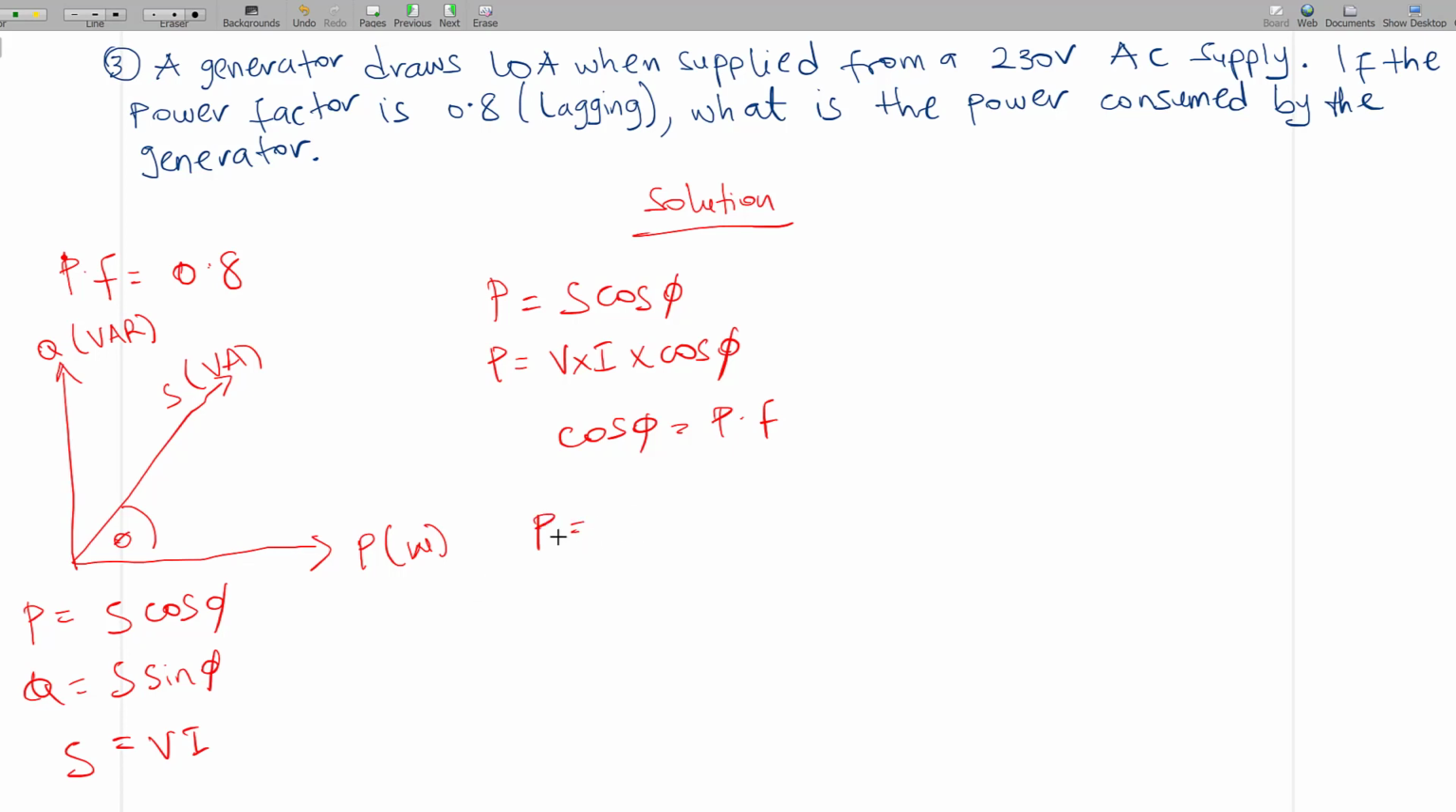Because I have my V to be 230, that is the supply voltage from here, and the current that it draws, that is 10, times power factor, which is 0.8 over here. So power factor, I'll just substitute it, that is 0.8. So I should have a power of, thank you.